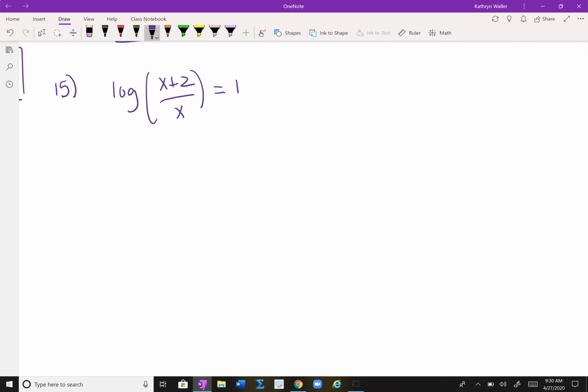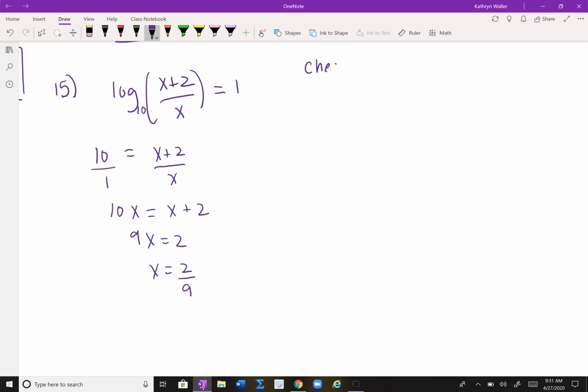And if you look at this, you're stuck because all you have on the left is just a single log and there's nothing over there that's not part of the log already. Now I'm going to convert it. So this is log base 10. So it's 10 to the first is equal to x plus 2 over x. 10 to the first is just a 10. So I'm going to put a 1 underneath it. And then I'm going to cross multiply. So I get 10x equals x plus 2. Pull the x over, it becomes a negative. 9x equals 2. Divide, x equals 2/9.